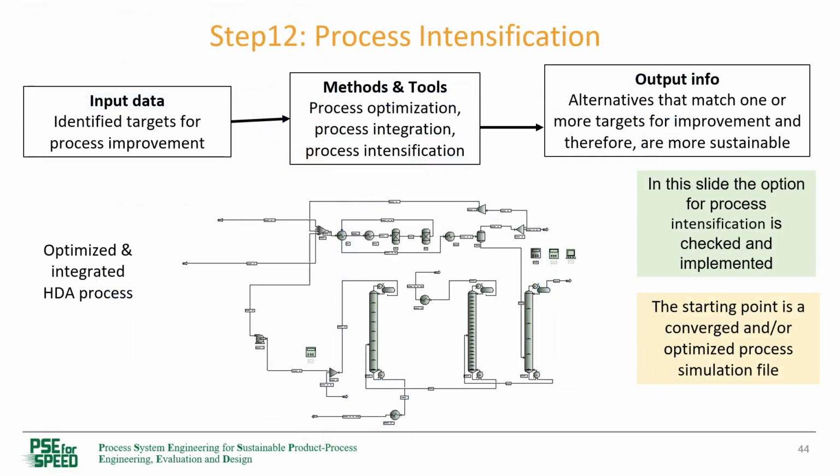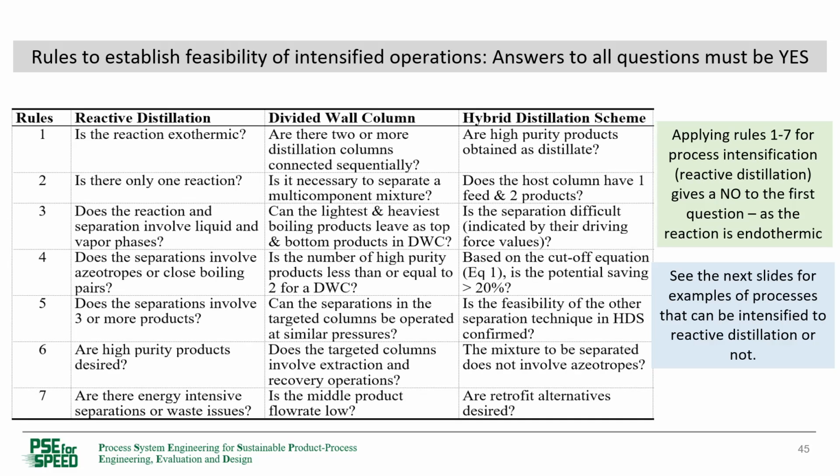For Step 12, that is process intensification, the starting point is a process flowsheet with its design and corresponding simulation. The results are used to evaluate if intensification is feasible, and if yes, the intensified design is generated. Using data from the process simulation report, the answers to the 7 questions are determined for feasibility of reactive distillation, divided wall column, or hybrid distillation.